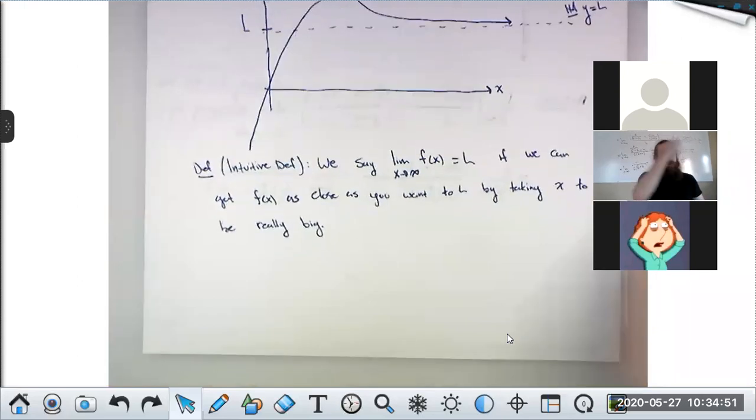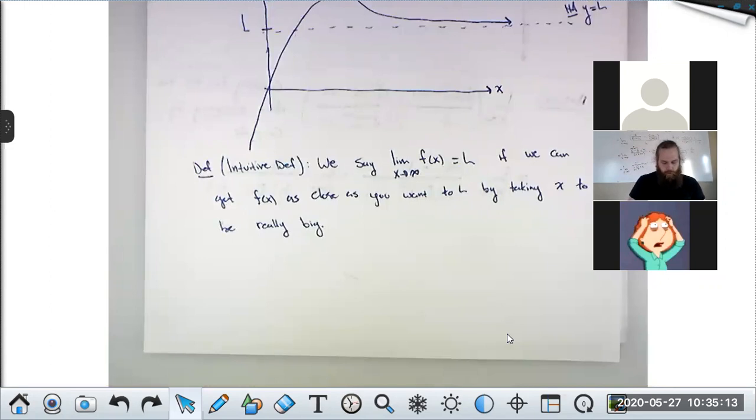That's the idea. So if f of x gets closer and closer to L as x gets bigger and bigger and bigger, that means we should be able to make f of x as close to L as you want by taking x to be sufficiently large. This is kind of a way of trying to soften the delta epsilon language from section 2.4.